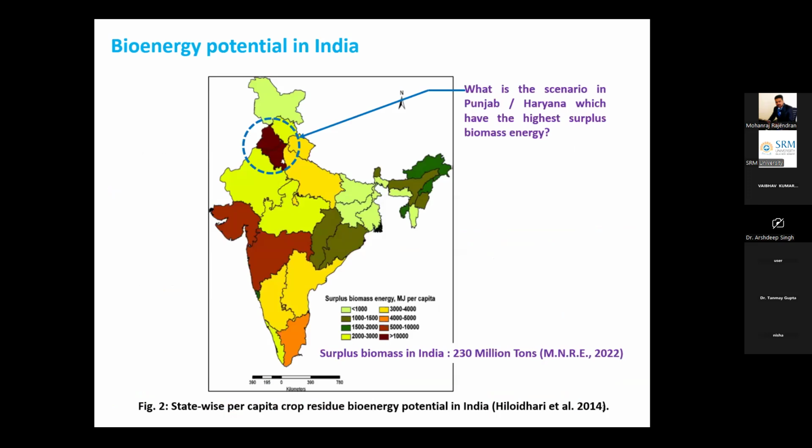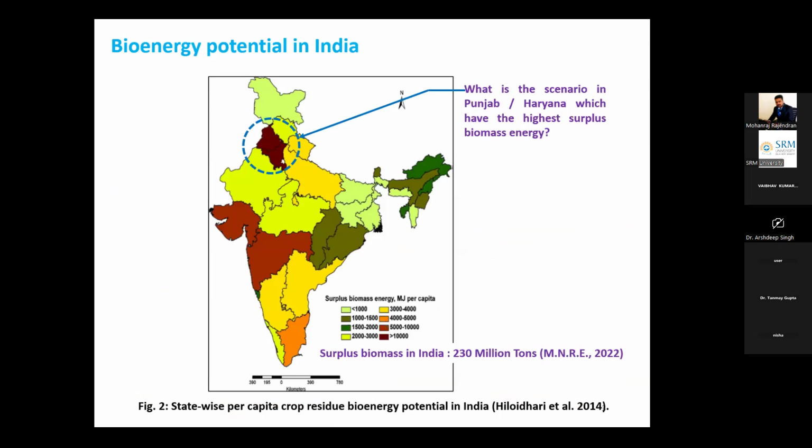So in this graph, this is bioenergy potential in India, which was given by a study in 2014. This is surplus biomass energy potential in megajoules. If we see here, in the Punjab and Haryana region, there is the highest surplus biomass energy available in India.